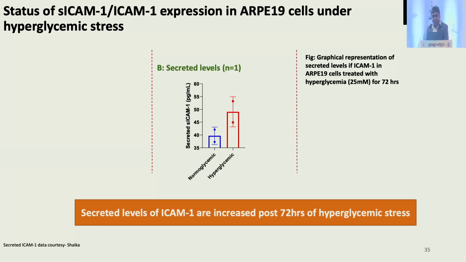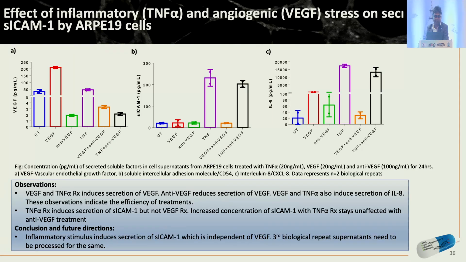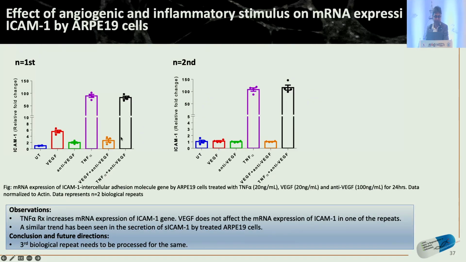And then again at 72 hours post, especially if you subject these cells to hyperglycemic stress, the increase in ICAM is several fold, and you can see the changes in ICAM as well. So this is again reiterating the importance of ICAM when you subject the cells to different combinations of TNF, and give anti-VEGF and TNF with anti-VEGF. This is how the molecules and the solutes behave.